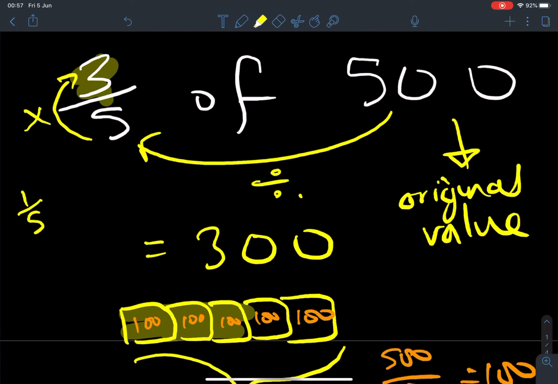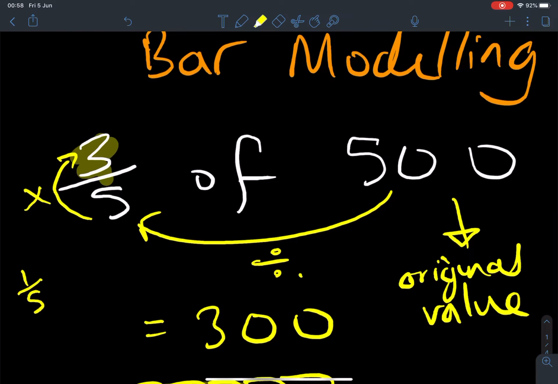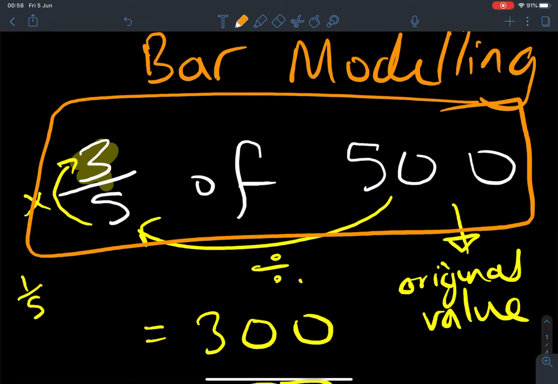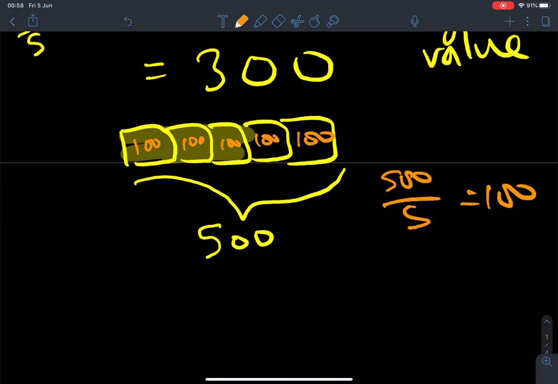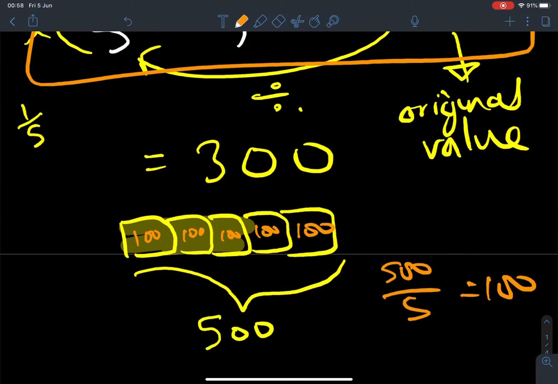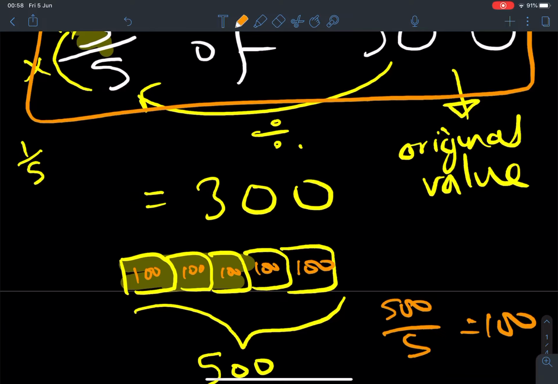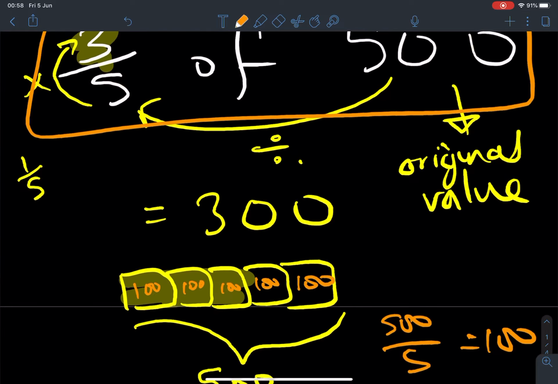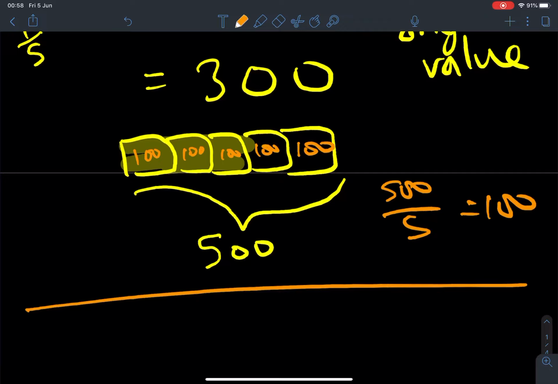Now, why am I showing you this method when the other method works perfectly fine? Firstly, I'm trying to get you to think of it in a different way. There's multiple ways of working out an answer in maths. Another reason is that this method links to ratio, percentages, and so on, but we can also use it to work out a different type of fraction of amounts question, where you're not asked to work out a fraction of an amount, you're asked to work out the original value when you're given a fraction.